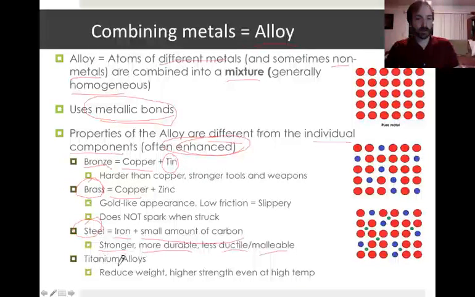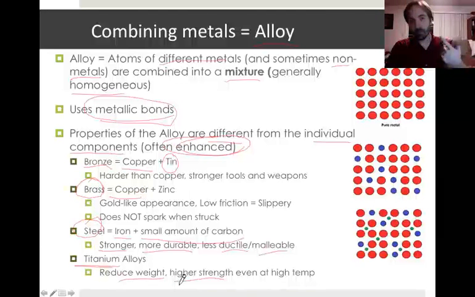Okay, last but not least, especially if you're an athlete, you may be familiar with these. Titanium alloys are used in a lot of sports equipment because by adding titanium to your metal, you reduce the weight, but you get higher strength. So baseball bats, golf clubs, lots of different things are made using titanium alloys because you get higher strength, but you also get reduced weight, so it's lighter yet stronger.